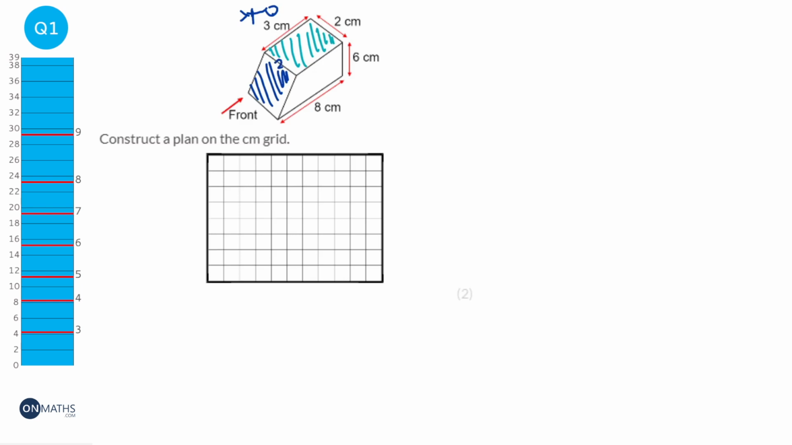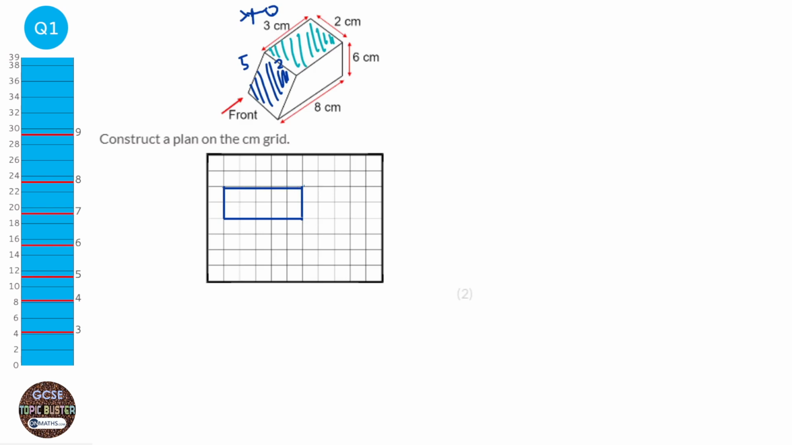Well, this would be 2 centimeters across, and the whole thing is 8 centimeters. The bit we don't want is 3 centimeters. So this part here will be 5. It would look like it was 5 wide. So let's draw that on. And so we've got 2 centimeters down, and we've got 5 across. 1, 2, 3, 4, 5. And this is what it would look like from above.